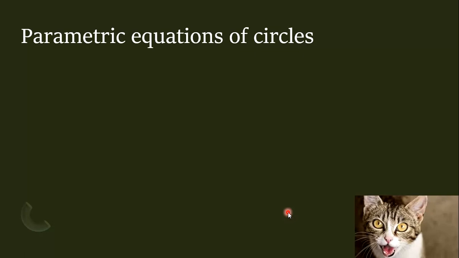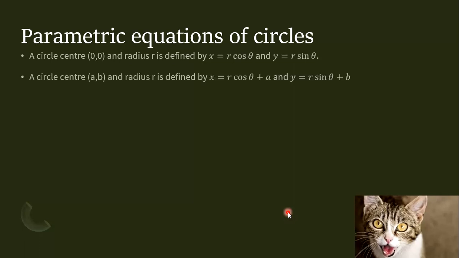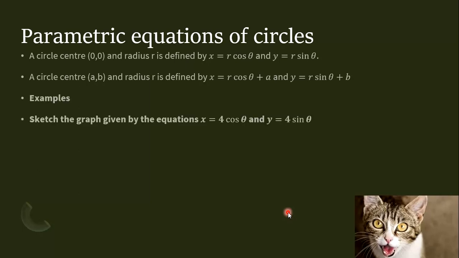Parametric equations of circles. So for this, it gets a bit more confusing, but a circle with centre 0, 0 and radius r is defined by x equals r cos theta and y equals r sin theta. A circle with centre (a, b) and radius r is defined by x equals r cos theta plus a and y equals r sin theta plus b. So here's some examples.